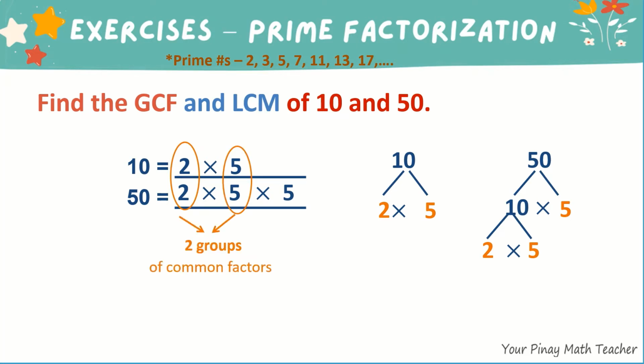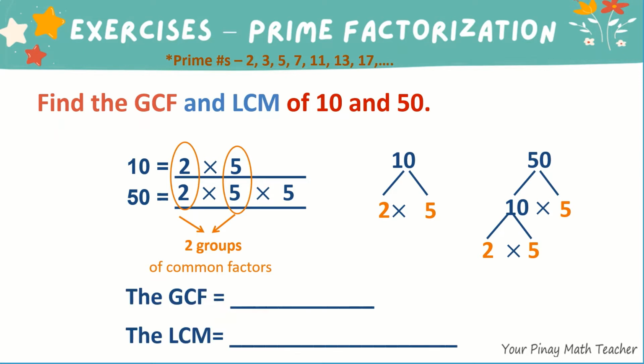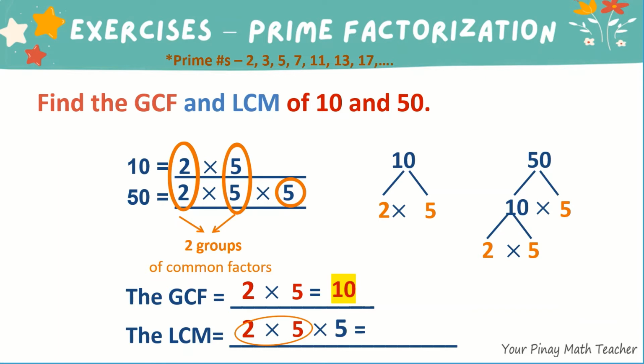So these are the numbers that we will multiply so that we can get the GCF of 10 and 50. So for GCF, we need to multiply 2 and 5. We get 10. To find the LCM, again, you need to use the two groups of common factors, 2 and 5, and multiply them by the remaining factor 5. So we have 2 times 5, 10, times 5, 50.